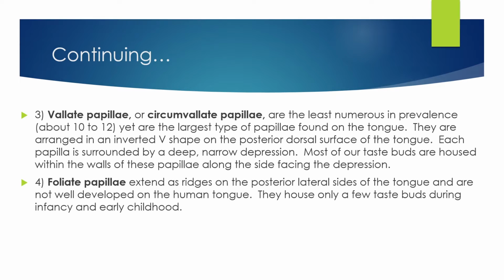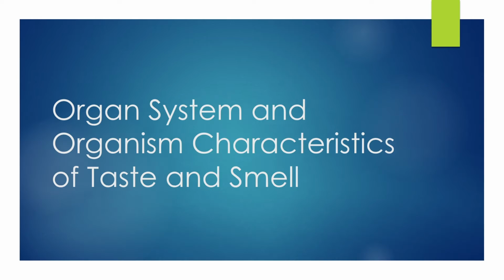Foliate papillae extend as ridges on the posterior lateral sides of the tongue and are not well developed on the human tongue. They house only a few taste buds during infancy and early childhood. We now proceed to looking into the organ system and organism characteristics of taste and smell.